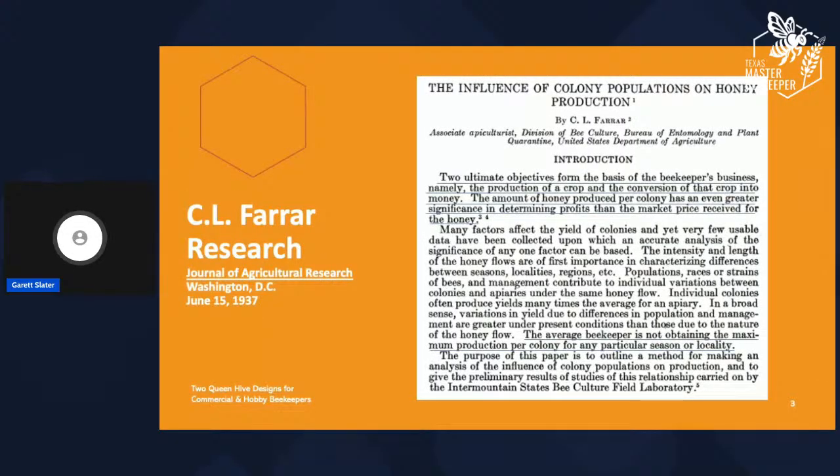So as I said, when I was going through the Master Beekeeping program, I was very intrigued by this research that was done by C.L. Farrar way back in the 1930s. His findings were published in 1937, and Farrar started out by saying two ultimate objectives form the basis of the beekeeper's business, namely the production of a crop and the conversion of that crop into money. The amount of honey produced per colony has an even greater significance in determining profits than the market value received for the honey. He said the average beekeeper is not obtaining maximum production per colony at any particular season.